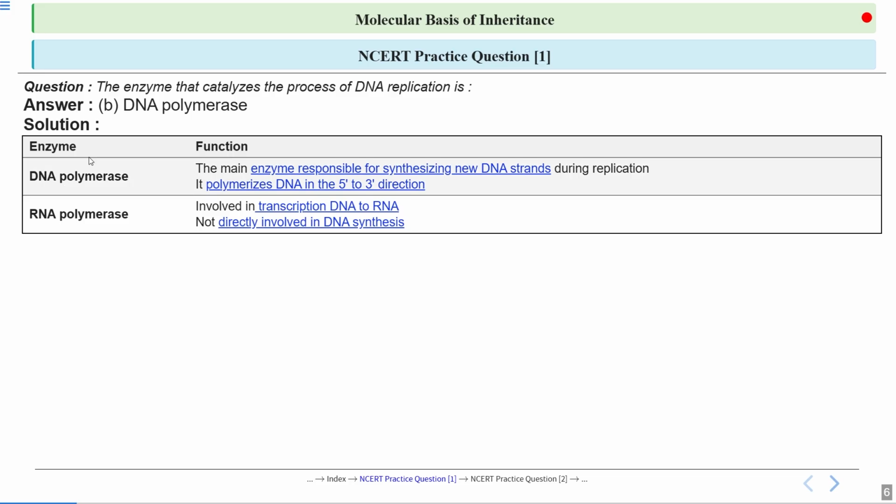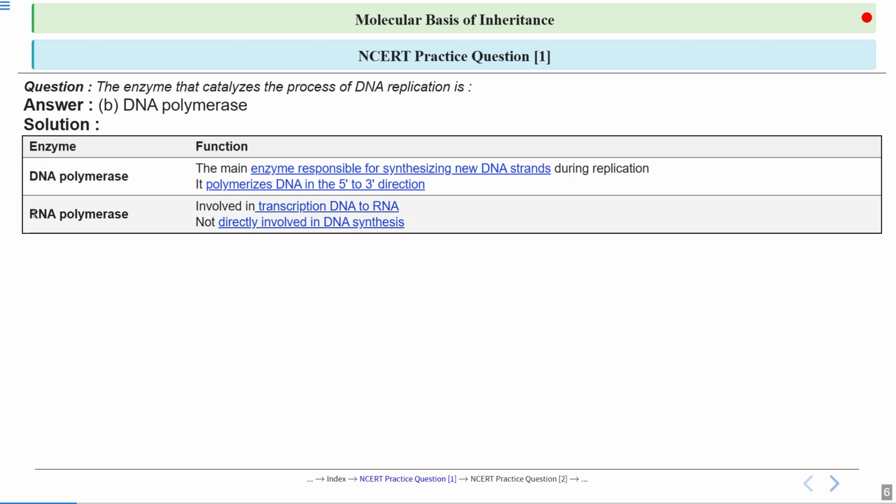Now this is a table showing information regarding DNA polymerase and RNA polymerase. DNA polymerase is the main enzyme responsible for synthesizing the new DNA strands during replication. In which direction does it polymerize the DNA? It polymerizes the new DNA in the 5' to 3' direction. The new strand which is being synthesized is complementary to the template strand, and it is synthesized in the 5' to 3' direction.